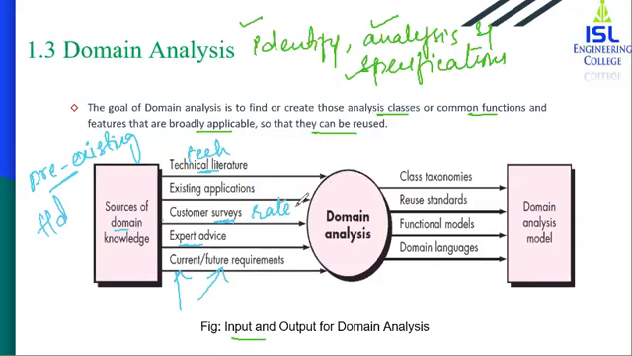Then this input is given to the domain analysis. Within the domain analysis, the output is the class taxonomies. You get to know the different classifications. Taxonomies are classifications. So based upon that, you're going to identify the different classes that will be there within the software. Then reuse standards.